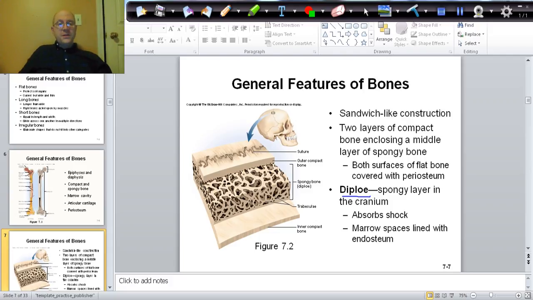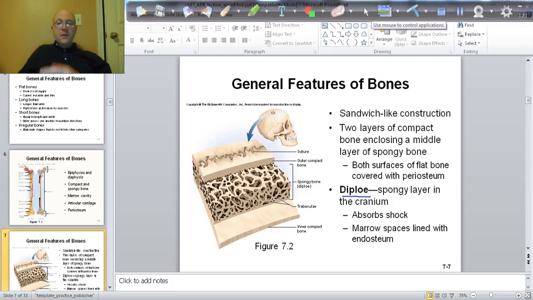And this means this is actually serving as a cushion, in particular to protect our very, very important brains. So the flat bones that we've got usually are found creating cages or shells around some of our softer organs. And so the diploe in there really seems to be an adaptation towards protection from impact.